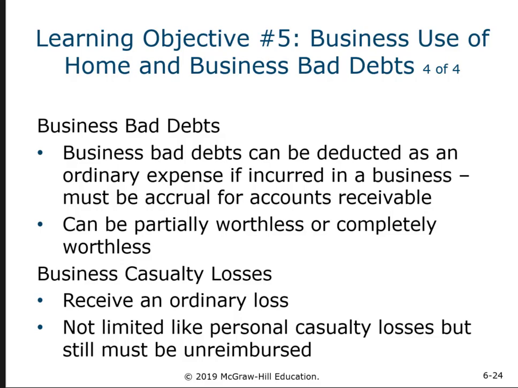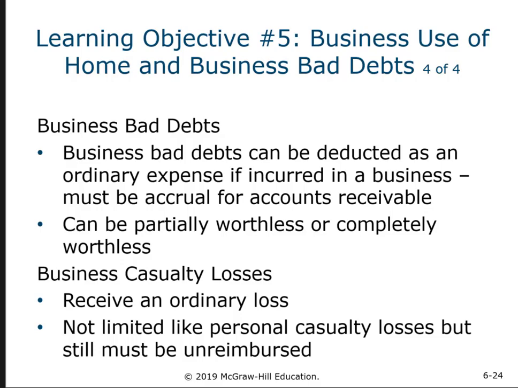Also, business casualty loss, meaning this is an unexpected event. This is different than personal casualties you learned about in Chapter 5 because it happens to your business property. You receive an ordinary loss. It doesn't have the limits that apply, the 10% of AGI limit, that sort of thing that happens with personal casualty loss. Still has to be unreimbursed, meaning you still have to submit your losses to insurance to see if it'll pay anything before you know what your actual loss is.